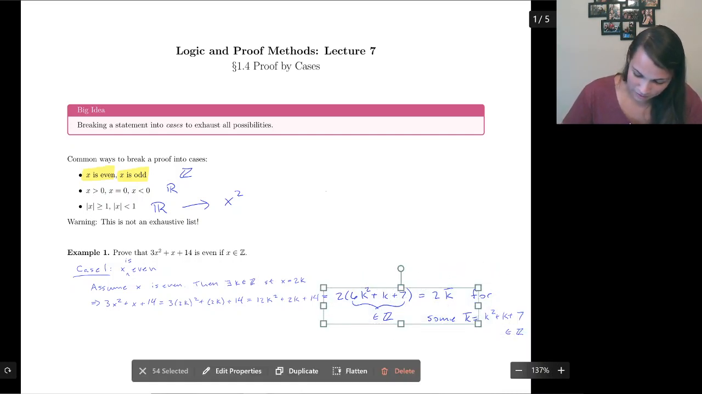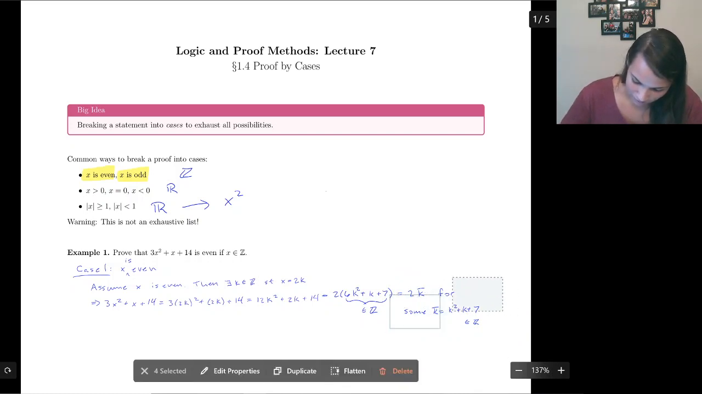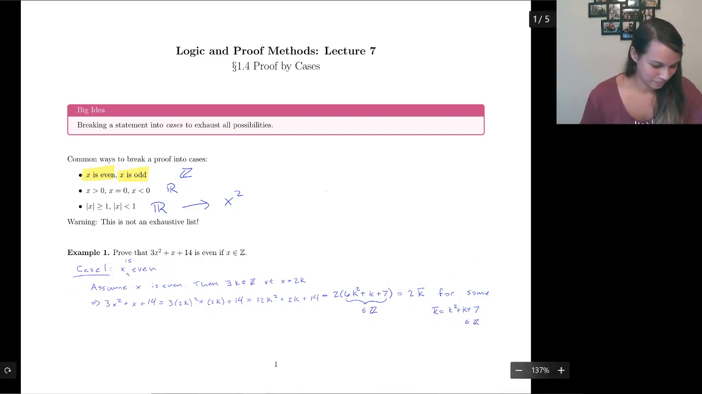Please do not make me read this. Yeah, if you're running out of space like this, just flip to the next page. Okay.